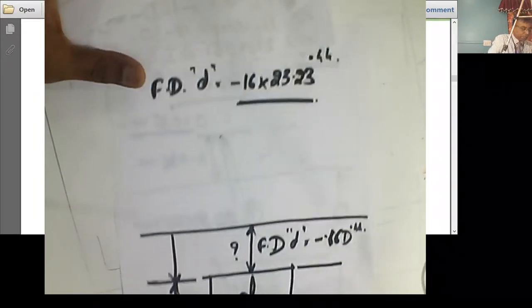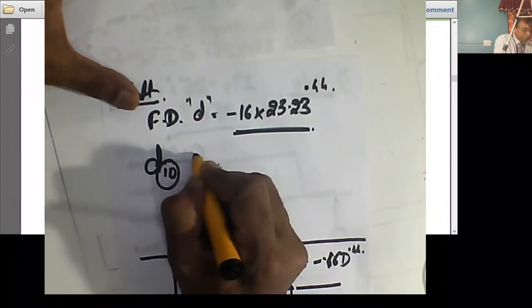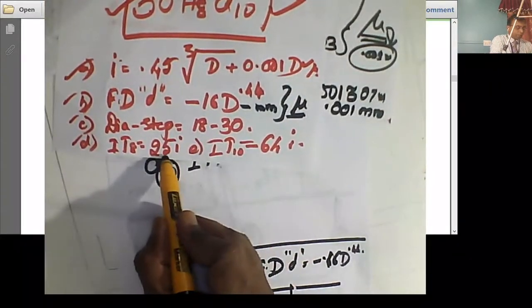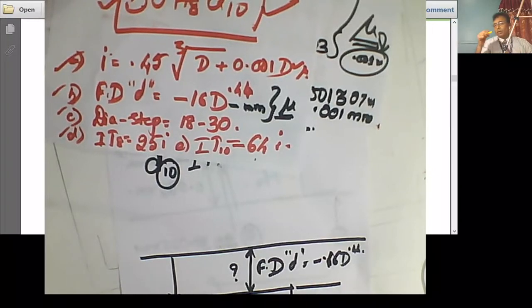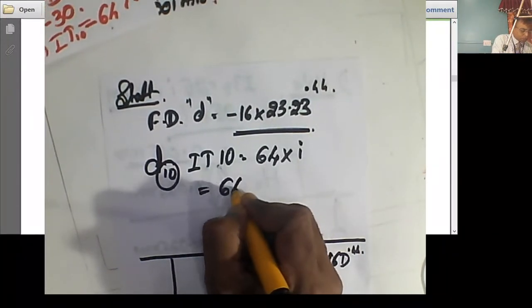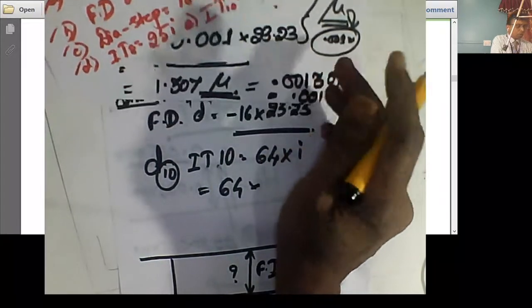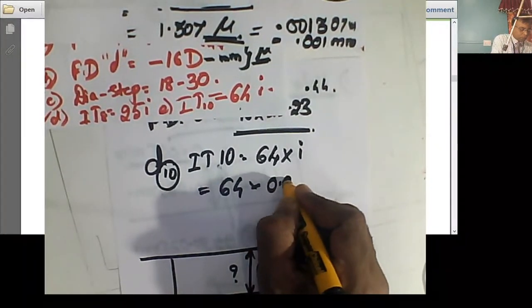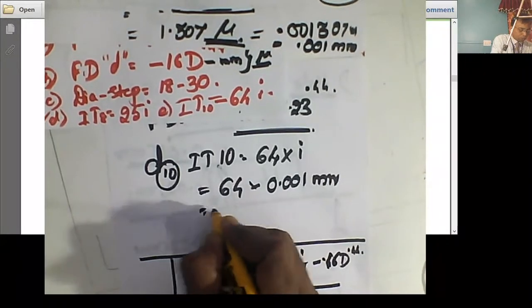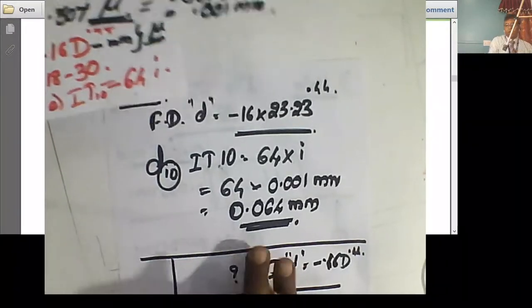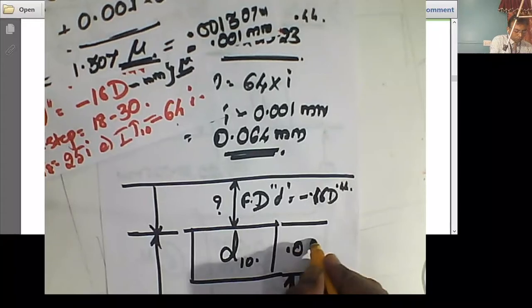And next, D10, where IT10 is a tolerance, is given as, have a look, IT10 is already given as 64i. I'm not remembering, it's already given. IT10 is 64i. So, IT10 is equal to 64 into I. I we have found out as 0.00130 mm, so IT10 is equal to 0.064 mm. Got it? That's all.